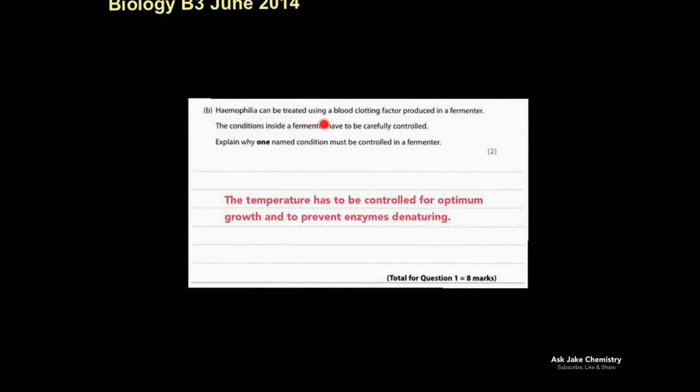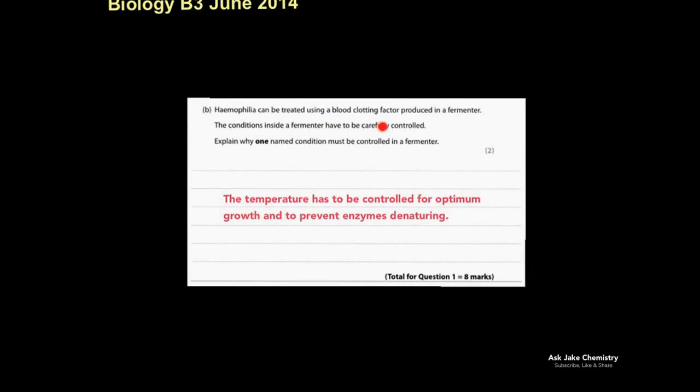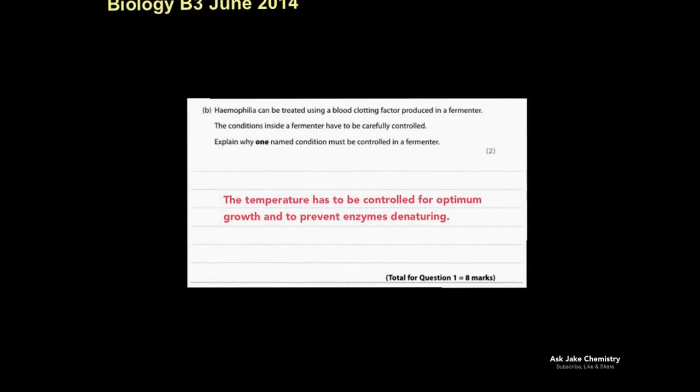So here is the next part of the question. It says haemophilia can be treated using a blood clotting factor produced by a fermenter. The conditions inside a fermenter have to be carefully controlled. Explain one named condition that must be controlled in a fermenter. There are loads of different things you can talk about, and you can get the marks in lots of different ways. The one I put, because it's 2 marks, is that you name it and then you say why. So the temperature has to be controlled for optimum growth, to prevent enzymes denaturing. You name any of these factors, then you say why, and it'll give you 2 marks: explaining what it is and why you use it.